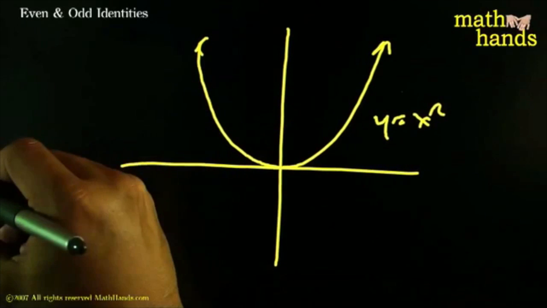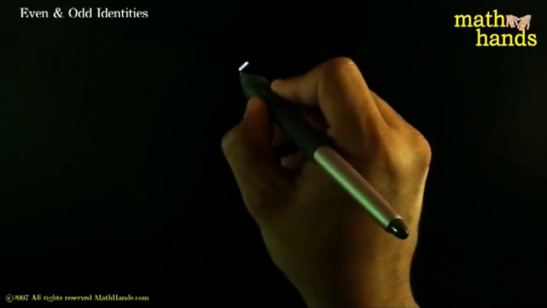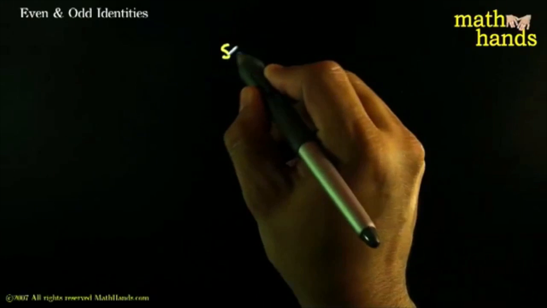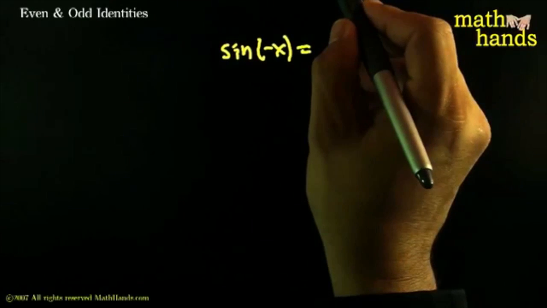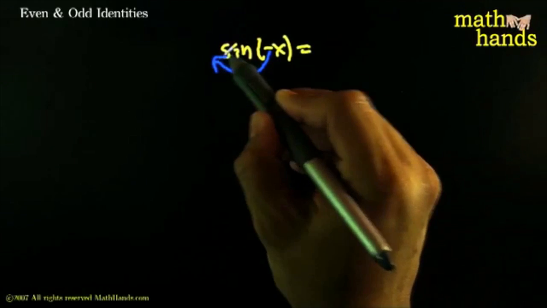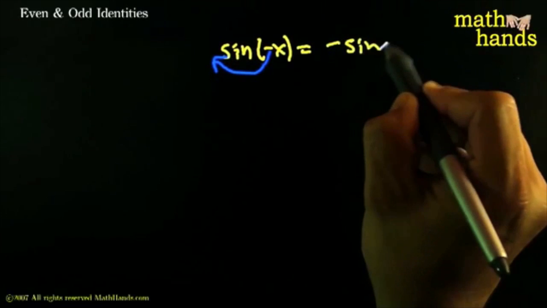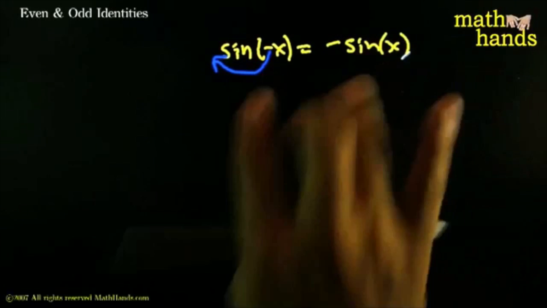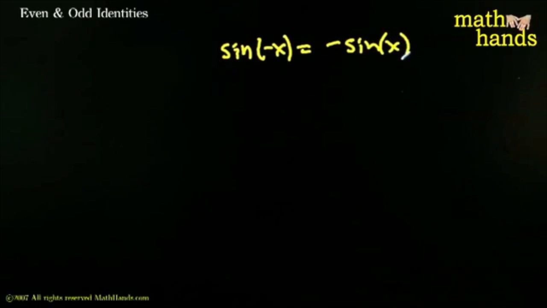Cosine is the most famous even function in our trig class, and sine is the most famous odd function in our trig class. Sine of negative x: what happens is, on a sine function, you always take this negative and pull it right through the sine function to give you negative sine x. Okay, and we talked about this. Whenever you can do that in a function, it is called an odd function.